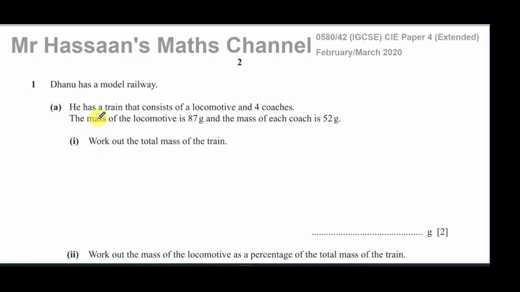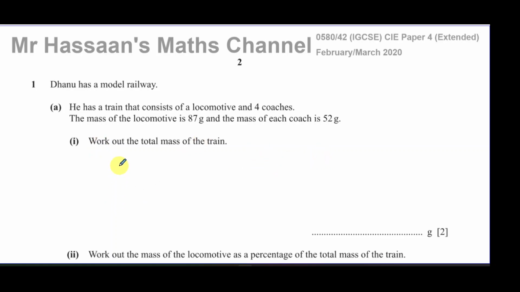This is about this guy called Danu, who has a model railway. He has a train that consists of a locomotive and 4 coaches. The mass of the locomotive is 87 grams, and the mass of each coach is 52 grams. Work out the total mass of the train.